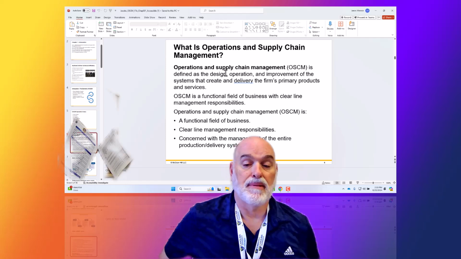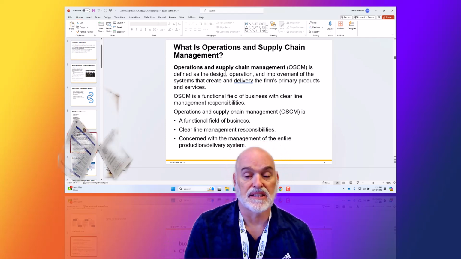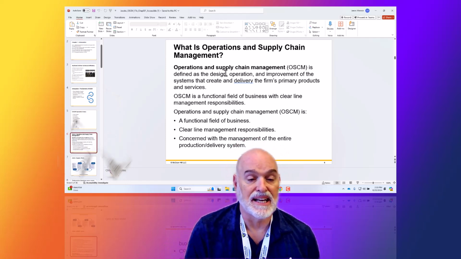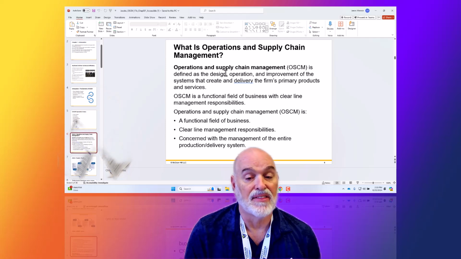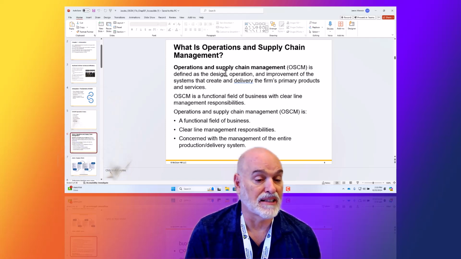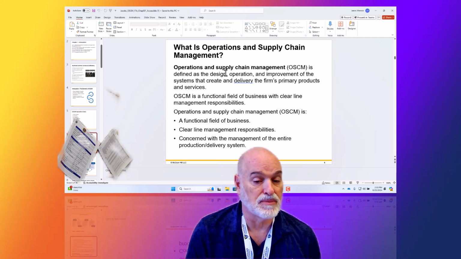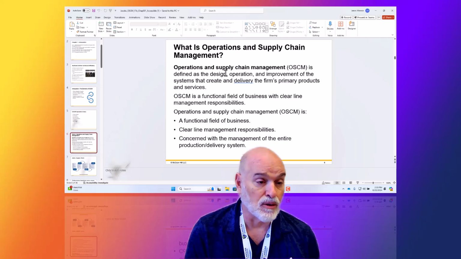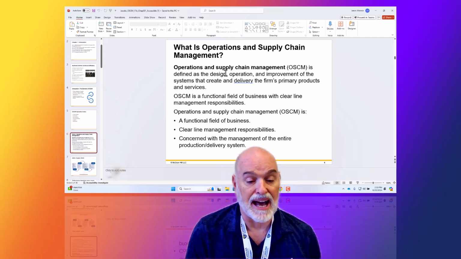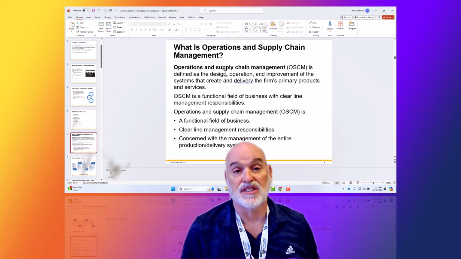Operations and supply chain management, or we're going to use the acronym in this class, OSCM, is defined as the design, operation, and improvement of the systems that create the delivery of a firm's primary products and services. OSCM is a functional field of business with clear line management responsibilities, and also it's concerned with the management of the entire production delivery system.